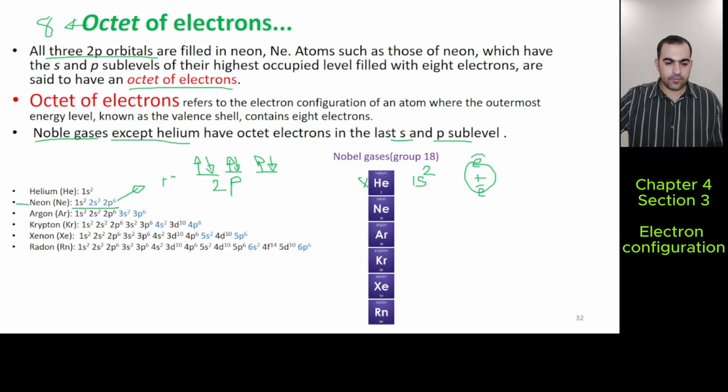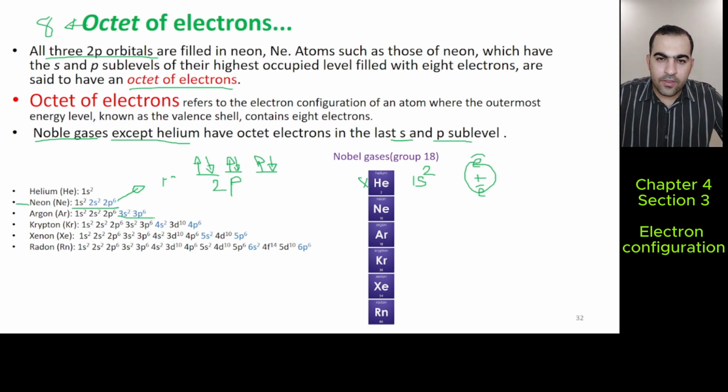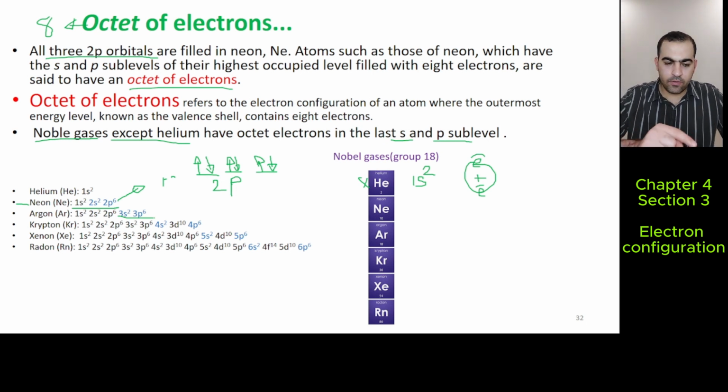Here argon is also the same, its last s and p are filled. The last shell here, 3s 3p, is in the third energy level. The third energy level for argon is the last shell, the valence shell. So 3s and 3p are in the third shell. So together 6 plus 2, 8.